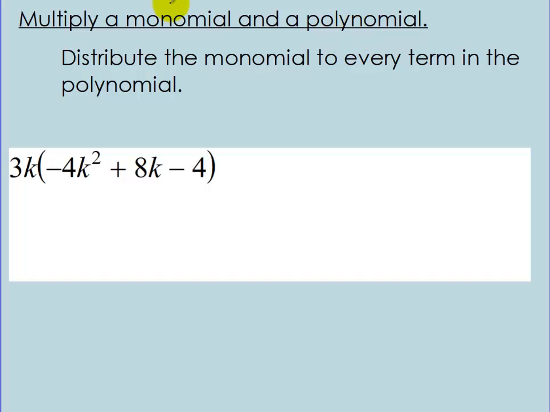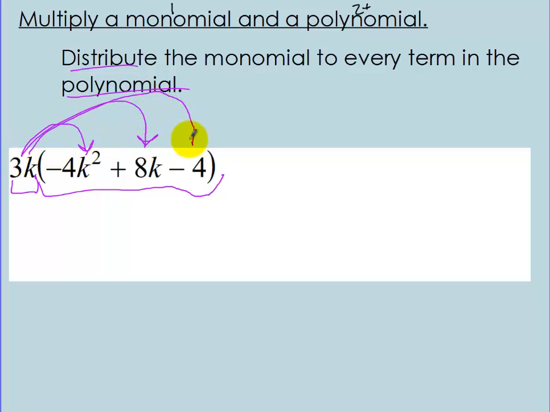Remember from last time, a monomial has one term and a polynomial can have many terms. So what you want to do is distribute that monomial to every term in the polynomial. For example, in this case, we have 3k as our monomial, and negative 4k squared plus 8k minus 4 is our polynomial. So I'm going to distribute this 3k to every term here. And I like drawing these arrows just to indicate, yep, I have to distribute it to all three terms.